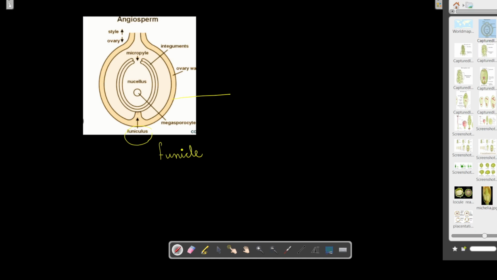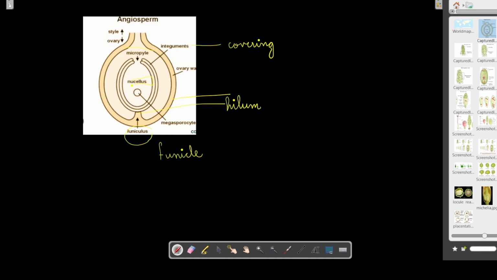The funnel shaped region where the funicle is attached to the ovule is called hilum. This hilum represents the junction between the ovule and funicle. Each ovule is protected by integuments. The covering is called the integuments, and there are two integuments here. Inside the integuments is the nucellus, a tissue. The integuments are not joined; they leave an opening at one region, and that opening is called micropyle.